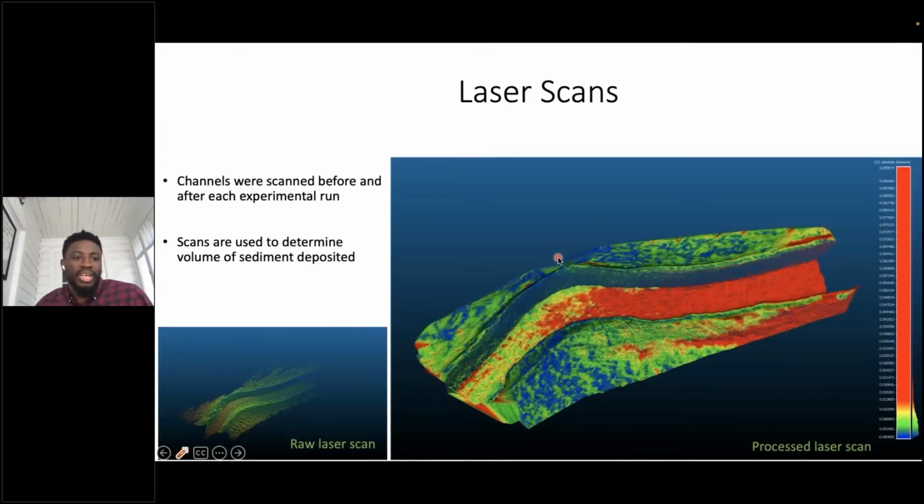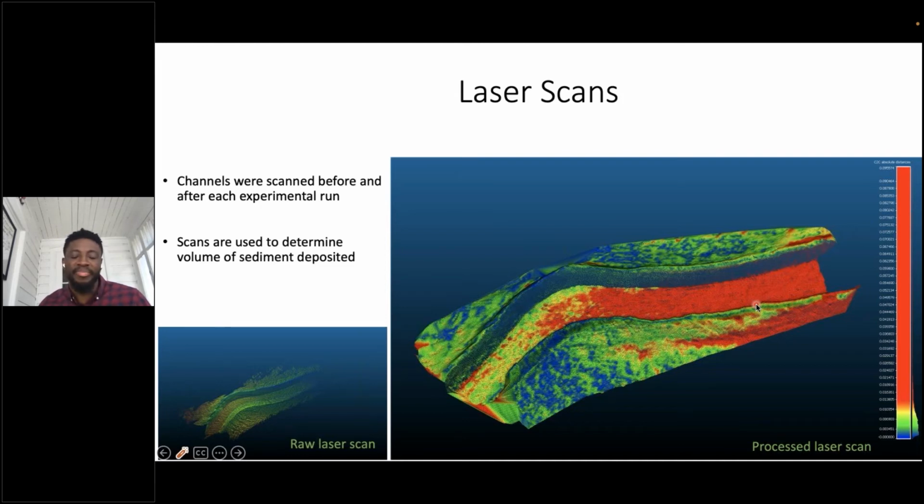So, like I mentioned, we took underwater laser scans before and after each experiment, and the idea is that when we process these laser scans, we can identify areas of significant sediment deposition, and this will also allow us to determine the volume of sediments that were deposited in different areas. So here is the raw laser scan data that we collect, and then when we process it, this is what it looks like. The red shows areas of significant sediment deposition. Currently, we are still processing the underwater laser scan data, so we do not have results for them here.